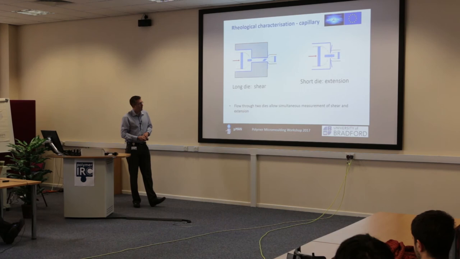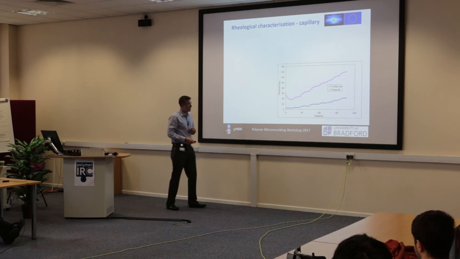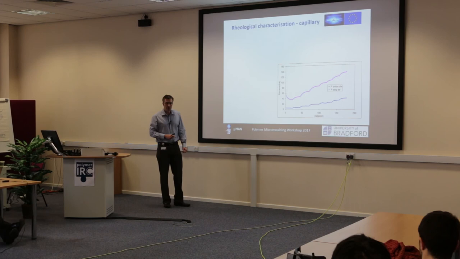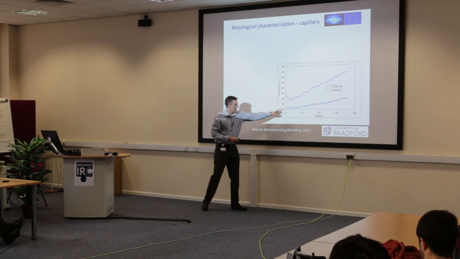So this is just a typical data set from one of the tests, and you'll probably see data like this when you run your test this afternoon. The curve on the bottom is the pressure drop through the short die. The data on the top is the pressure drop through the long die. And what you can see is a range of jumps in the data, and this is because we set the test to run at a range of speeds.